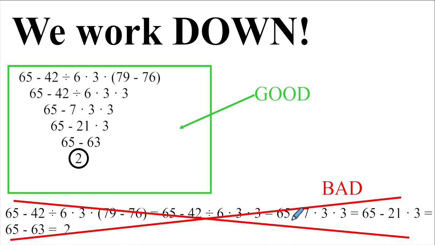Not working down where you would put an equal sign and then do some more work, and then put another equal sign and do some more work, and then put another equal sign and do more work, and then run out of room, and then have to go to the next line of your paper for another equal sign. Ladies and gentlemen, that is horrible. Don't do your work that way. Work down. It's so much easier to follow.